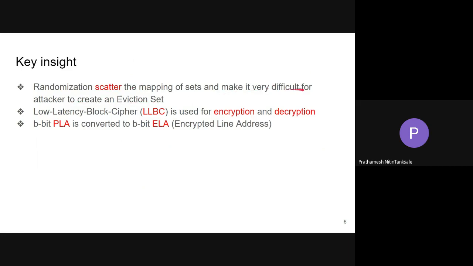So let's make it very difficult for an attacker to create an eviction set. The paper introduces a low latency block cipher, which we will address as LLBC, which is used for encryption and decryption. Here, encryption and decryption means the last level cache is operated on physical line address, PLA. What we are trying to do is convert it into an encrypted line address. As we go on, it will be more clear what this encrypted line address actually is.